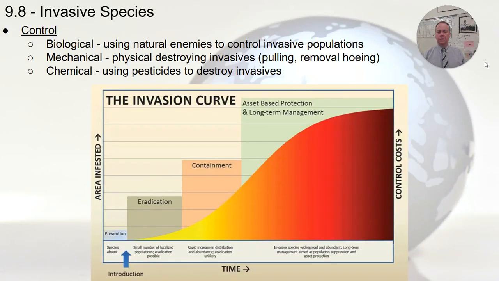So when species are introduced to a new area, at first there's a short window of time in which they can be eradicated. If we look at this graph, this shows means of control of invasive species. Obviously, the most important one is prevention, not taking and transferring species from one area to another.